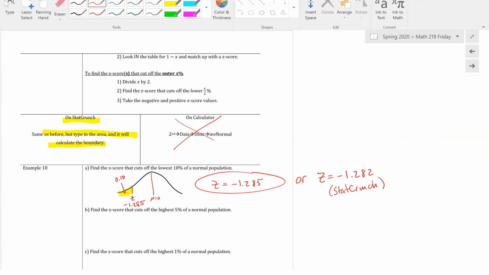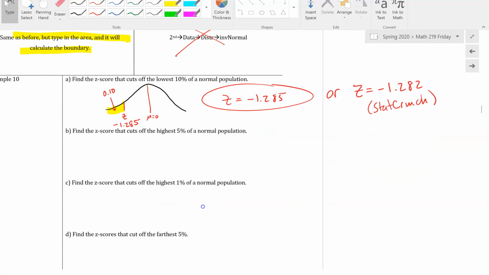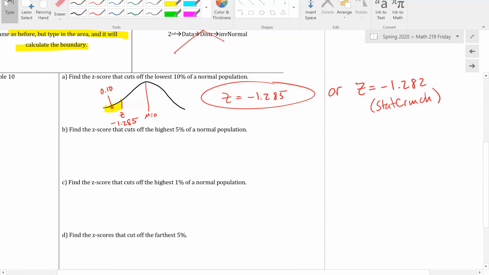Let's try this next one. Find the z-score that cuts off the highest 5%. So again, I'm on a standard normal curve because they're talking z-scores. This time I'm trying to cut off the highest 5%. The highest 5% would occur out here. That's my highest 5%, 0.05. They're asking me for that z-score.